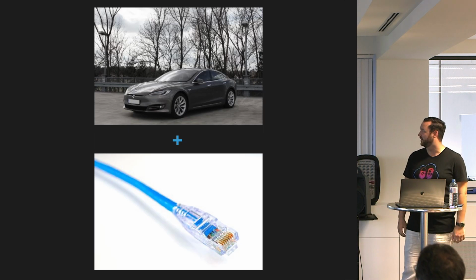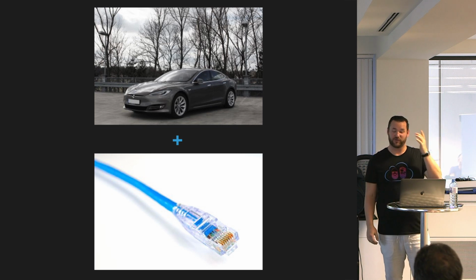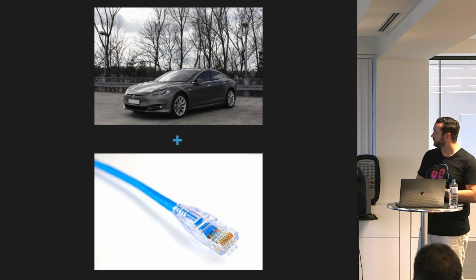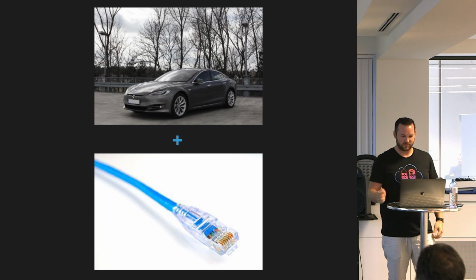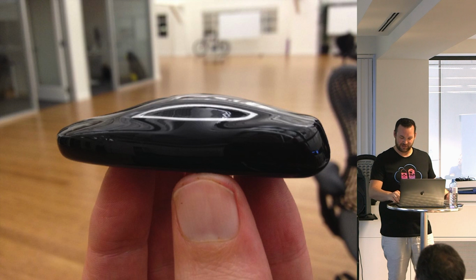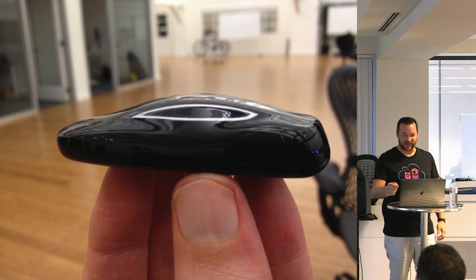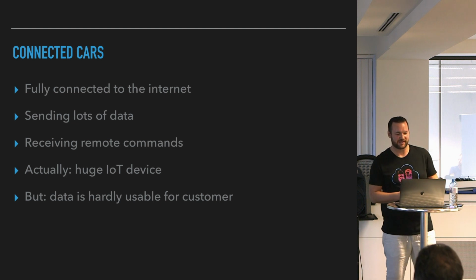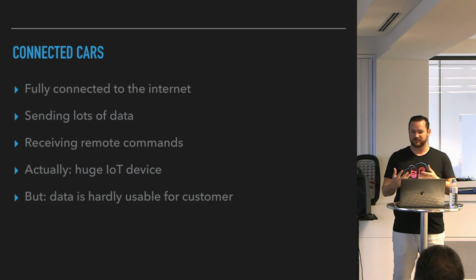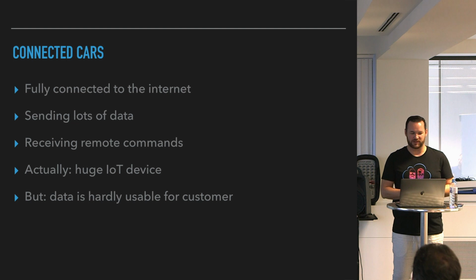So if you take an electric car, all the electric cars are connected already, so that's a huge step in regards to innovation. And if you take a car and plug in a cable, you get a connected car, hopefully not something like this, but a real car. And so actually a connected car is fully connected to the internet. That means it can communicate and send data and also receive remote commands.